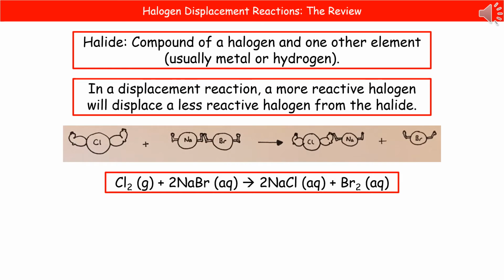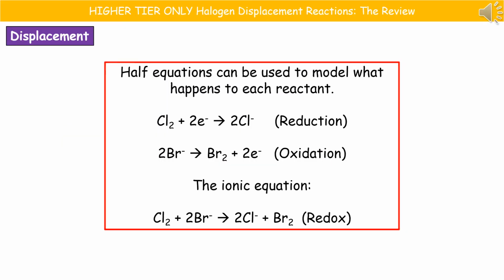So if they ask you to write a balanced symbol equation for this, just swap the halogen symbols around, everything else stays the same, assuming you've got a more reactive halogen and a less reactive one in the halide. We do use our half equations here to model what happens to each reactant. So what we can see in this equation, we've got both a reduction and an oxidation occurring, which is shown here. And remember, in the half equation, we're going to use e- to represent an electron.